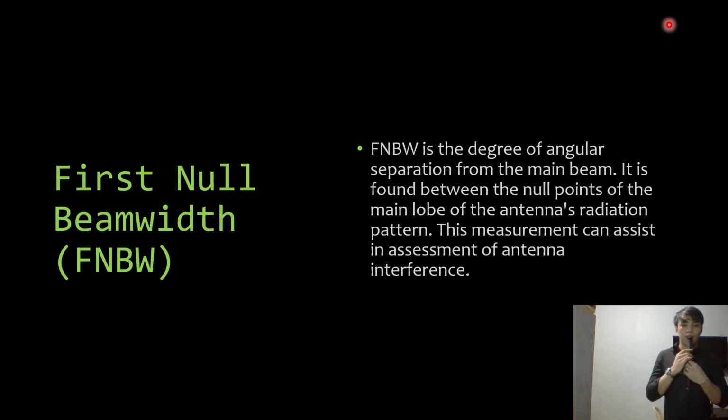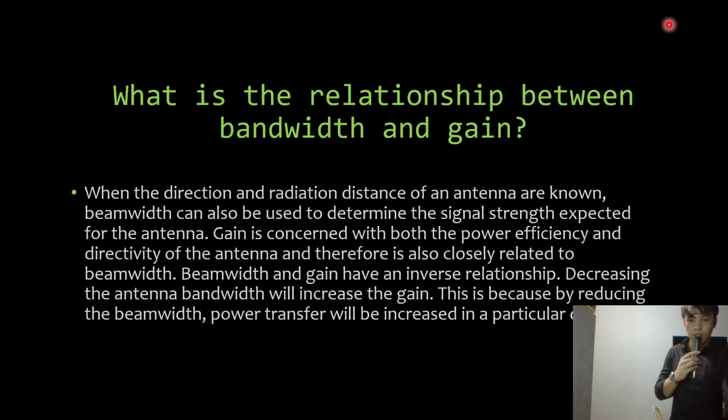The first null beamwidth is the degree of angular separation from the main beam. So it is found between the null points of the main lobe of the antenna's radiation pattern. This measurement can assist in assessment of antenna interference. So what is the relationship between bandwidth and gain? When the direction and the radiation distance of an antenna are known, bandwidth can also be used to determine the signal strength expected for an antenna.